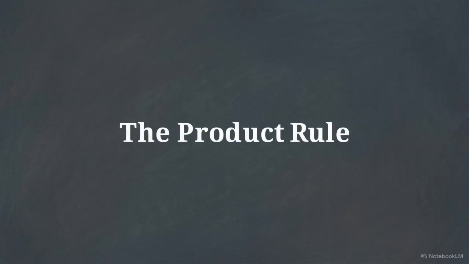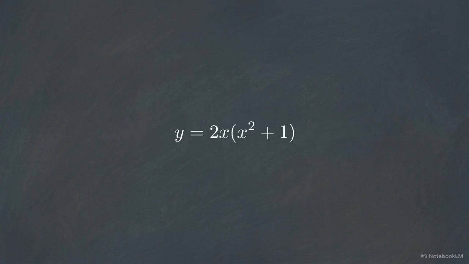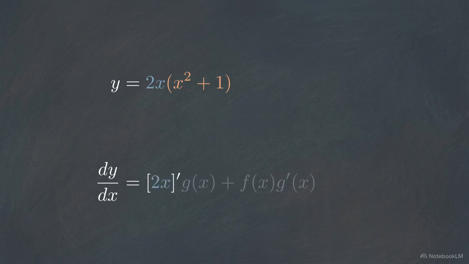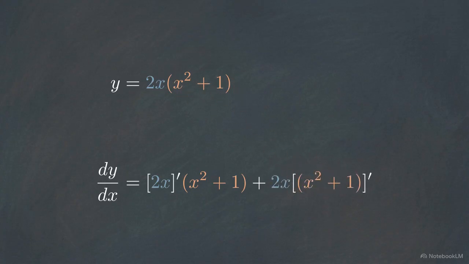Let's start with the product rule. Use this tool when you spot 2 different functions multiplied side by side. Notice the structure here: a blue term and an orange term sitting right next to each other. Instead of multiplying everything out, the rule dictates a specific pattern of interaction. You take the derivative of the first term and multiply it by the original second term, then add the original first term multiplied by the derivative of the second.